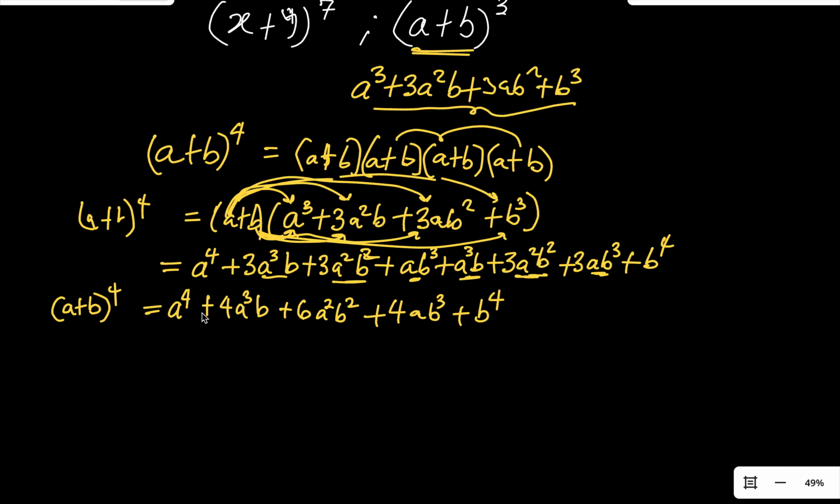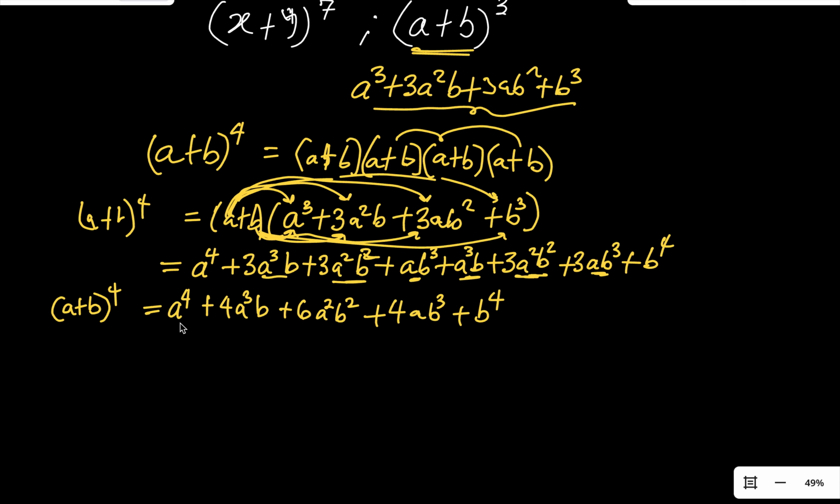Now see what I want you to notice about why I did this particular example. Check the power of a. Notice how the power of a is reducing. Here it is a to the power of 4. You reach here, it reduces to a to the power of 3. You reach here, it reduces to a to the power of 2. You reach here, it reduces to a to the power of 1. Check how the b value is increasing. Here it is b to the power of 1. Here b to the power of 2. Here b to the power of 3. Here it is b to the power of 4.